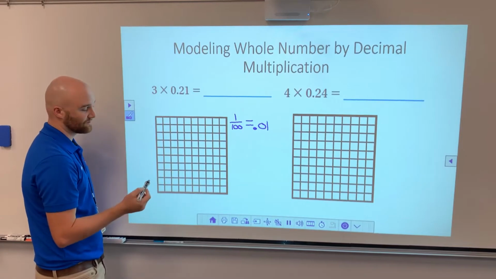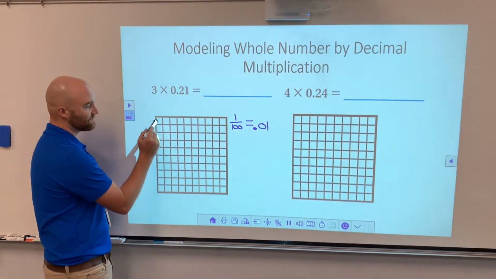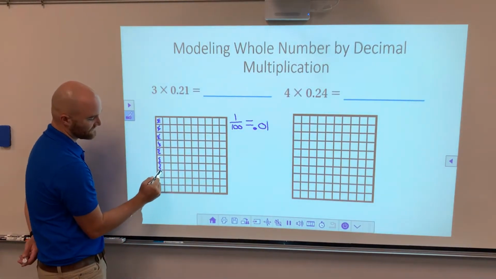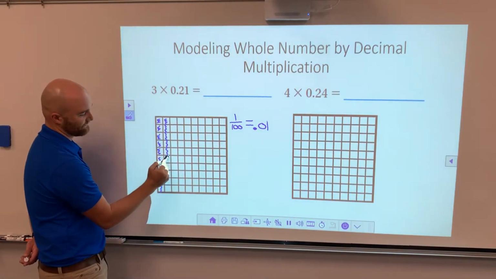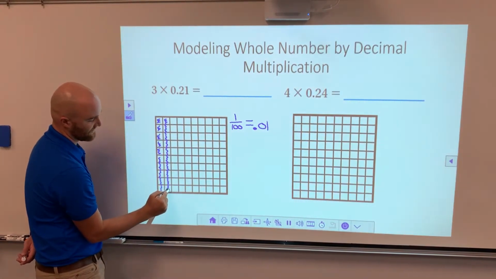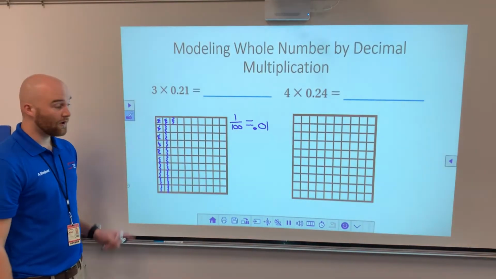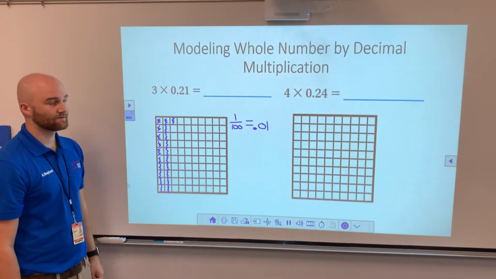3 times 21 hundredths. The first color I'm going to use is blue. You can use whatever colors you'd like. I'm going to come through here and shade in 21 of these baby squares. 1, 2, 3, 4, 5, 6, 7, 8, 9, 10, 11, 12, 13, 14, 15, 16, 17, 18, 19, 20, 21. Hopefully you can see that I shaded in 21 of these squares.